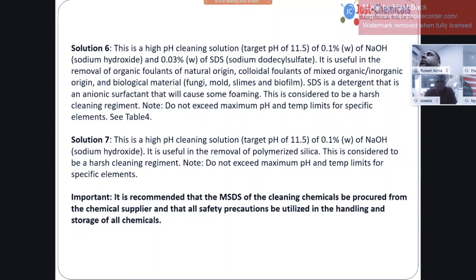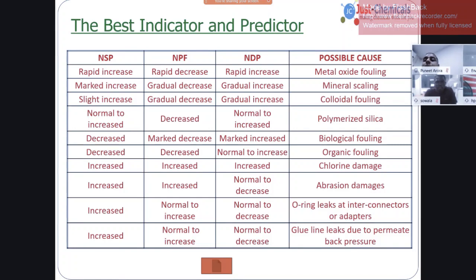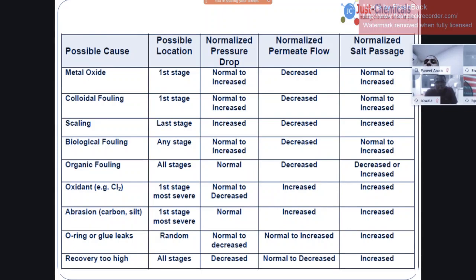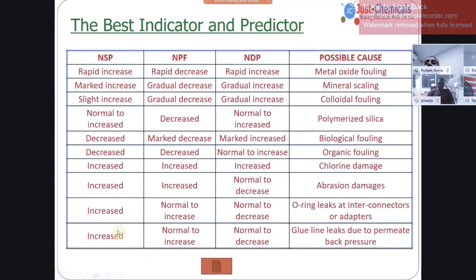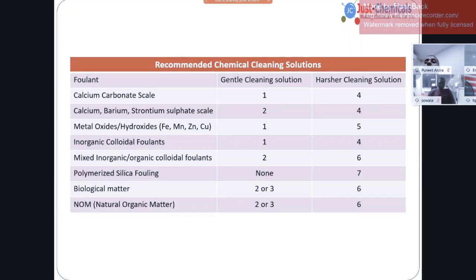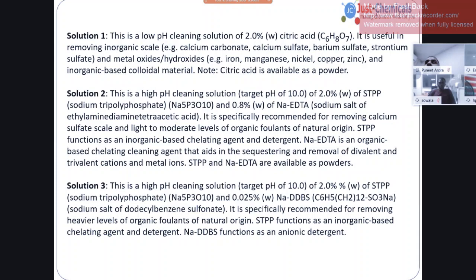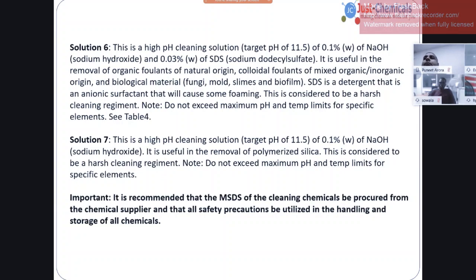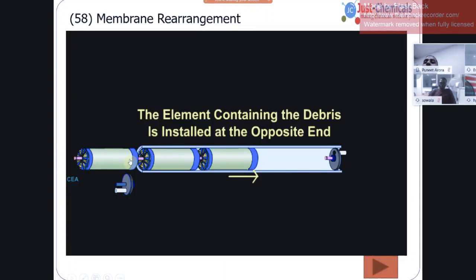Okay, this is about the chemicals. It goes like this. You get the indicators here, and you understand the kind of fouling that may be taking place inside. Based on the fouling, you decide which to be used. First, you should try all gentle cleaning solutions because they will not harm the membranes. Then these are the formulations of the solutions, and now how to change the direction of the membrane.